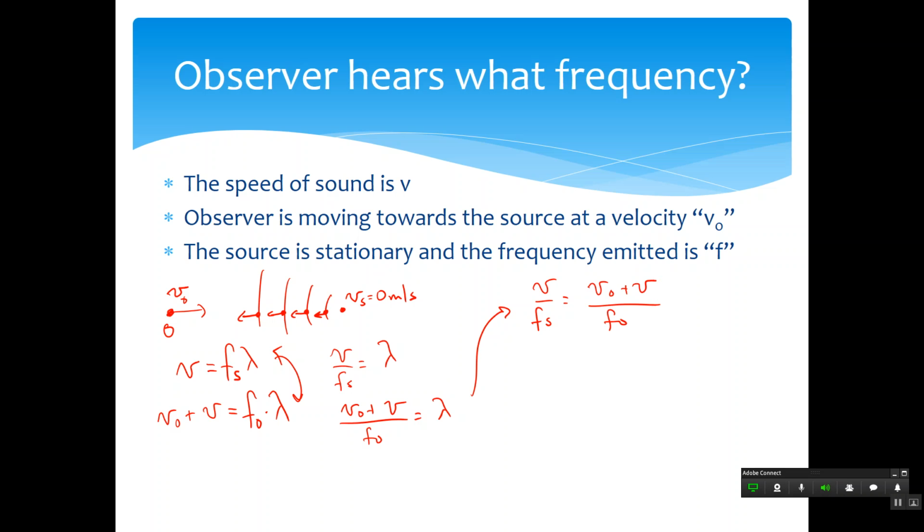And now it's a matter of isolating FO, because that's what you want to calculate: the observed frequency of the person running towards the source. So FO is equal to FS multiplied by VO plus V over V. Does this equation seem familiar to you? Some textbooks write FO as F prime. How would this be different if the observer was moving in the opposite direction?